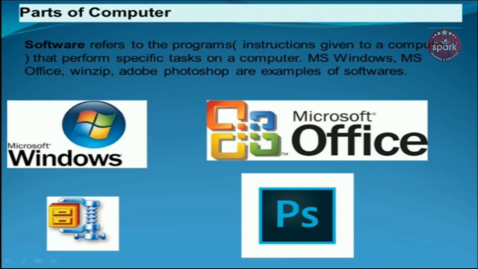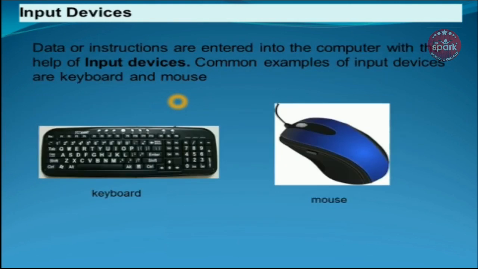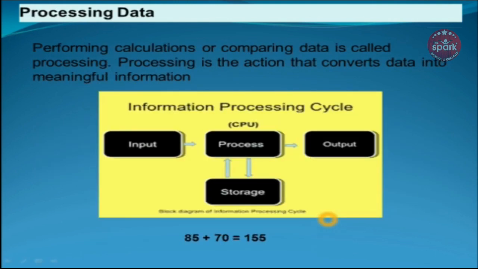We do have other parts of a computer, like Windows, Office, and Photoshop. These are all software, which actually help us to write on the computer and do the work, to make the computer very easy to use. Input devices: we have a keyboard and the mouse. From the keyboard we type, and with the mouse we use the cursor to move from one place to another. Processing of data, for example performing calculation or comparing data, is called processing.